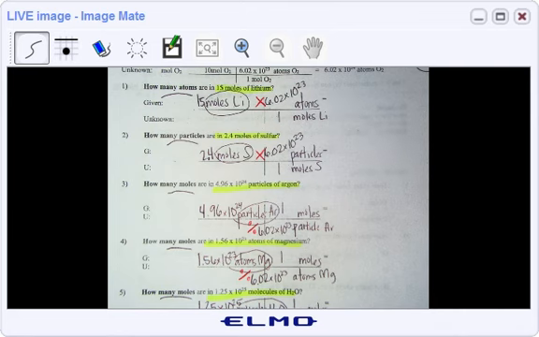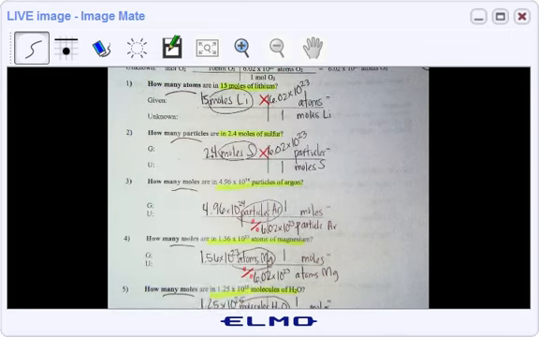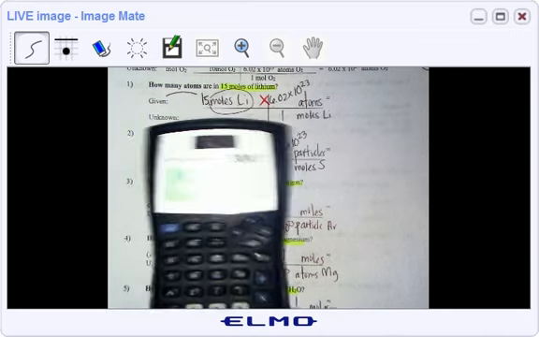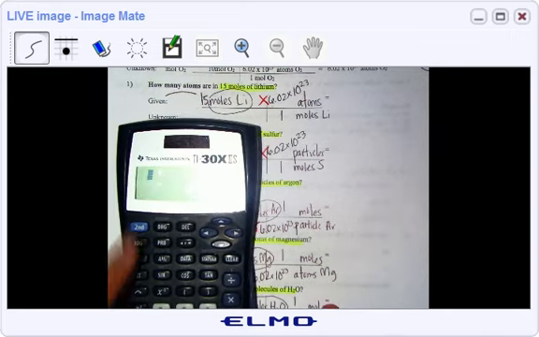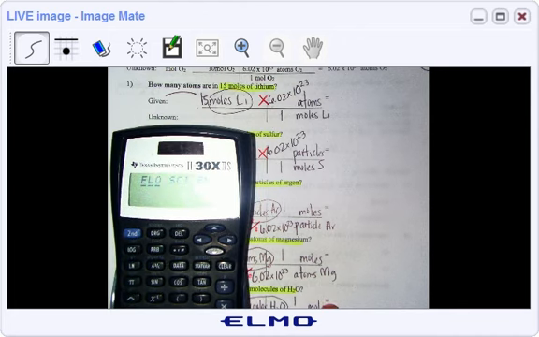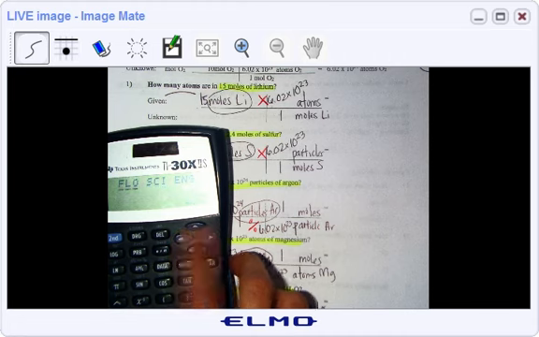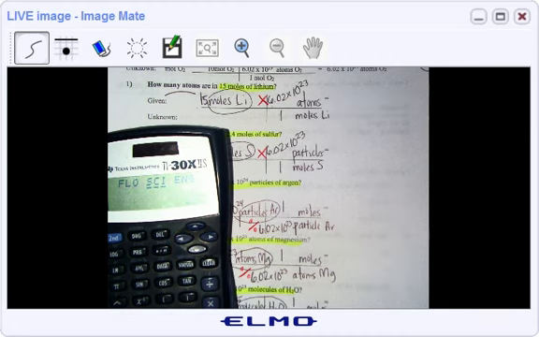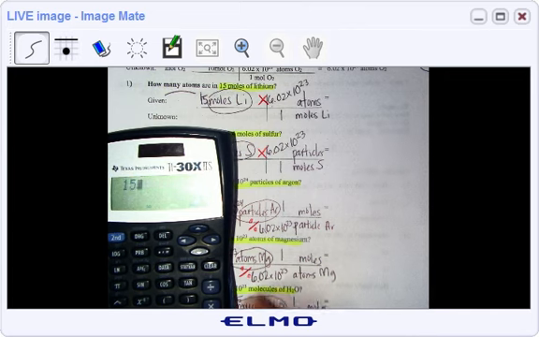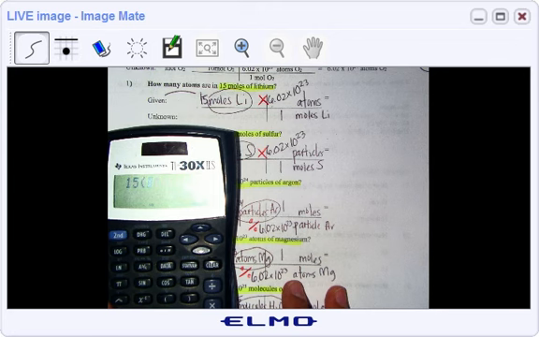Because we have exponents, are we going to be in float mode or sci mode? We're going to be in scientific mode. So you push second DRG and just move it over to sci. When you're dealing with grams, it goes to float. Exponents, sci mode. I'm going to type in the calculator. You need to use parentheses. 15 times Avogadro's number, 6.02.